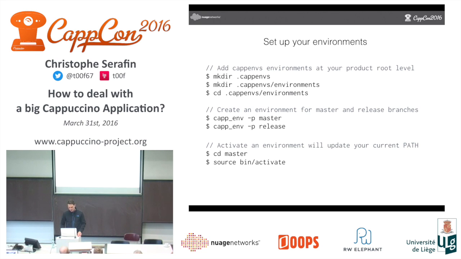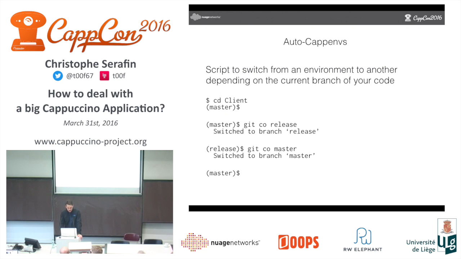This is what I think Alexander showed us this morning, the CappEnv. At Nuage, we script this, so it's very Nuage oriented, but you can do that. The good thing is that every time you switch branches using git checkout, you can switch the environment automatically. So we call this the auto CappEnv.